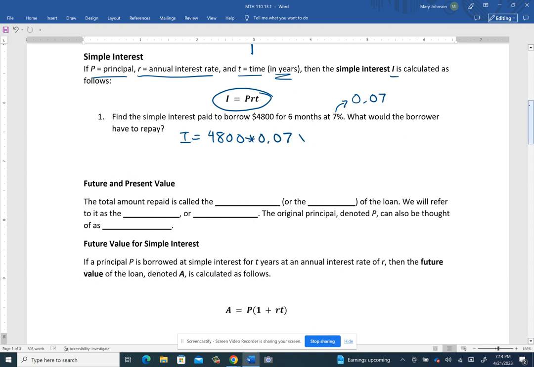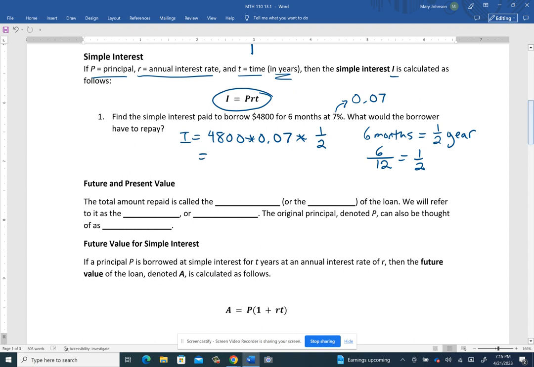And then I need to multiply by a time. And here's the tricky part. It needs to be in years. So I have to convert from 6 months into years. There's 12 months in a year, so 6 months would be 1/2 of a year. If you had one that wasn't so easy to tell, you can take your months and divide by 12, and it'll give you the number of years. So this would be times 1/2 or 0.5. It needs to be the time in years.